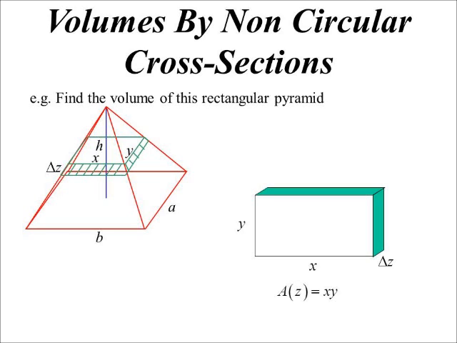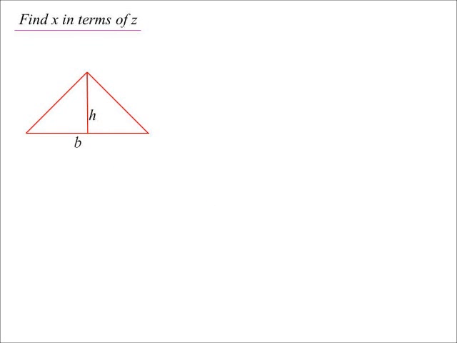So I know it's going to be x by y. How to get it in terms of z? Well, what I do know, the area will be x times y, just like any rectangle. But that's no good to me at this stage. I could use similar triangles. So I'm going to find x in terms of z.